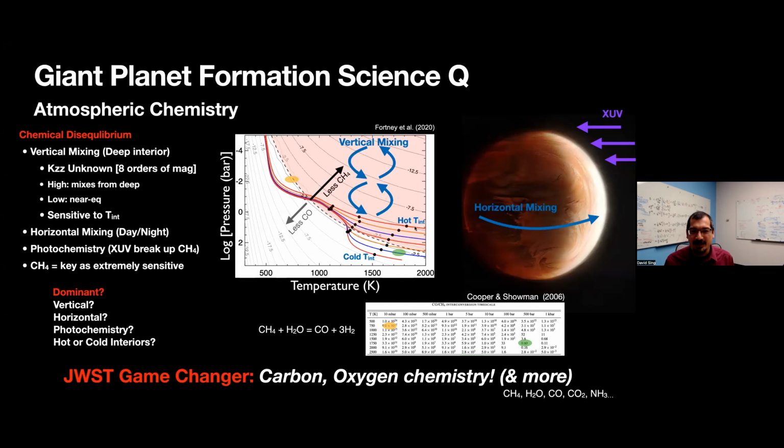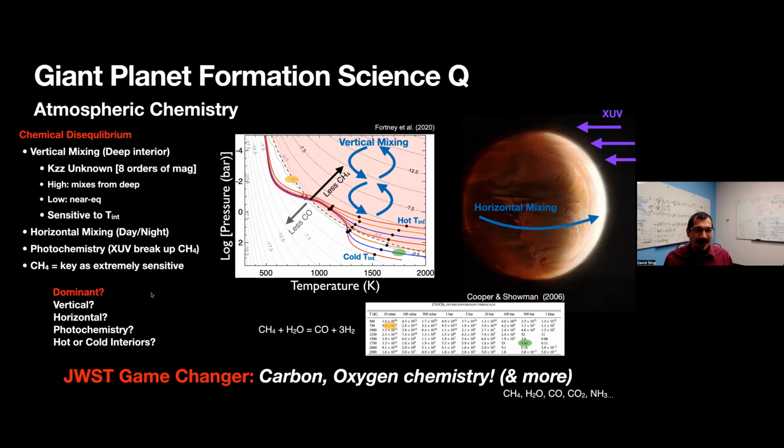So here are TP profiles with hot interiors and cold interiors. You can imagine mixing from either CH4 poor regions or CH4 rich regions for colder interiors. But of course, these are three-dimensional objects too. So winds blow from the day to the night side, mixing horizontally, and also photochemistry is important from XUV light.